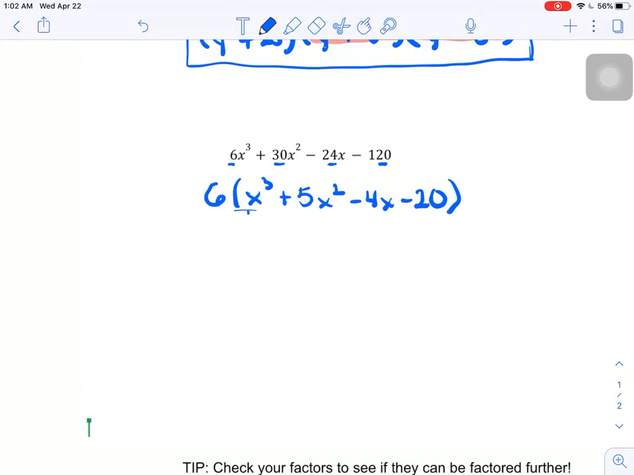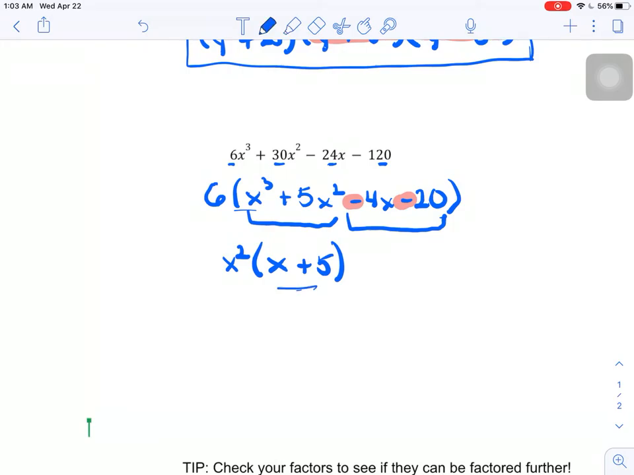So I'm going to set that 6 aside, and we'll just remember that it's there when we're done. But I can make 2 different groups. This is a good factor by grouping problem. So for the first group, I can pull out an x squared. That's the maximum amount of things I could pull out. So x to the power of 3 divided by x squared is x. 5x squared divided by x squared is 5. So that means I want to see if I can make the other group also have an x plus 5 left over when I'm done, which I can.